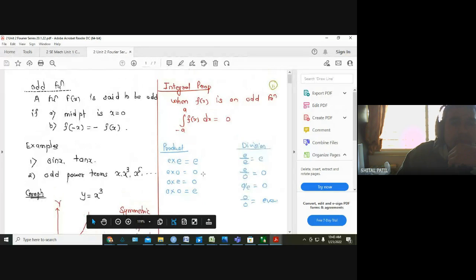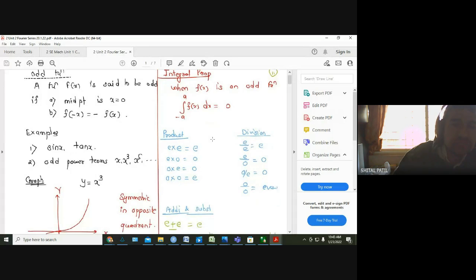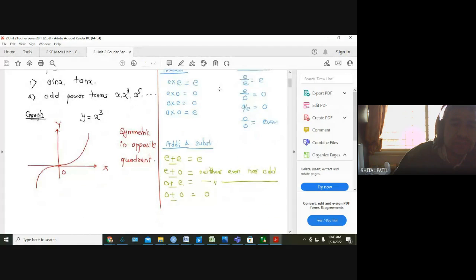In case of an odd function, if f of x is odd, the integral of f of x dx equals 0 when limits are from minus a to a. Lower and upper limits are the same except the sign. Whereas in case of an even function, the answer will be 2 times the integral, and now we have to take the limits from 0 to a only. Then we understood what the product, division, addition, and subtraction of even and odd functions are.